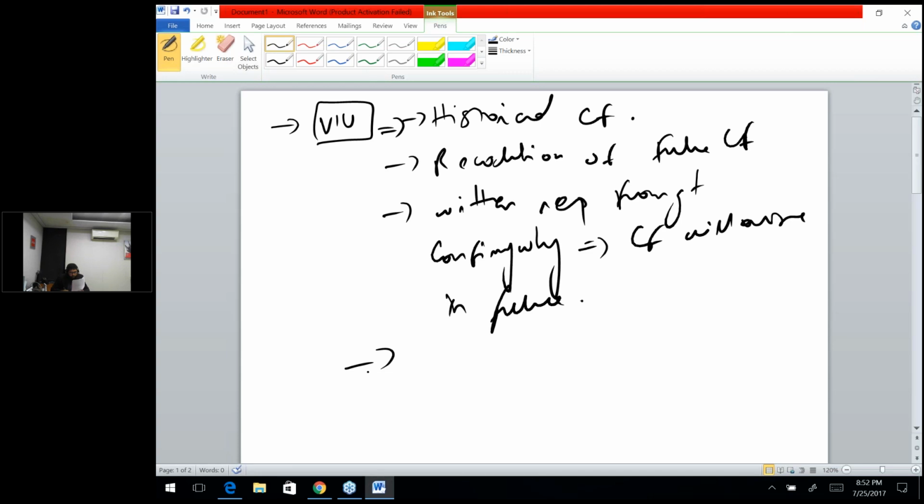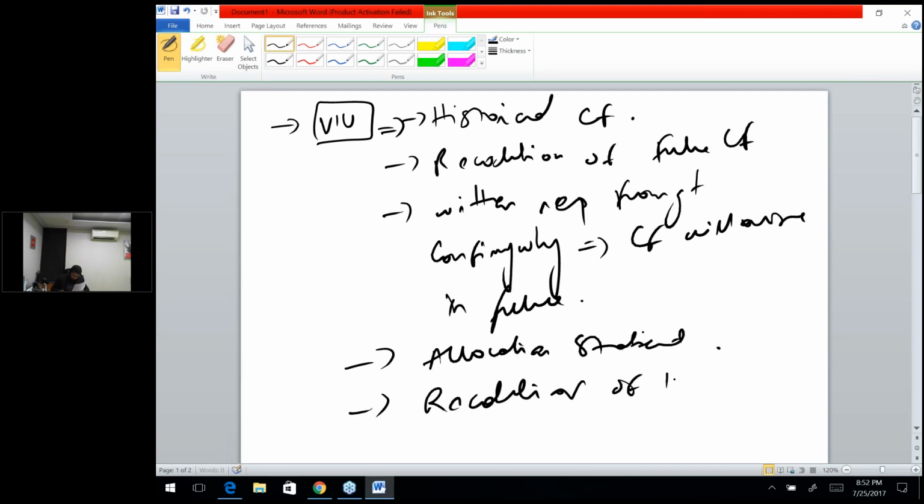And then if we talk further, we would have the allocation statement, we would have the recalculation of impairment loss allocation also.